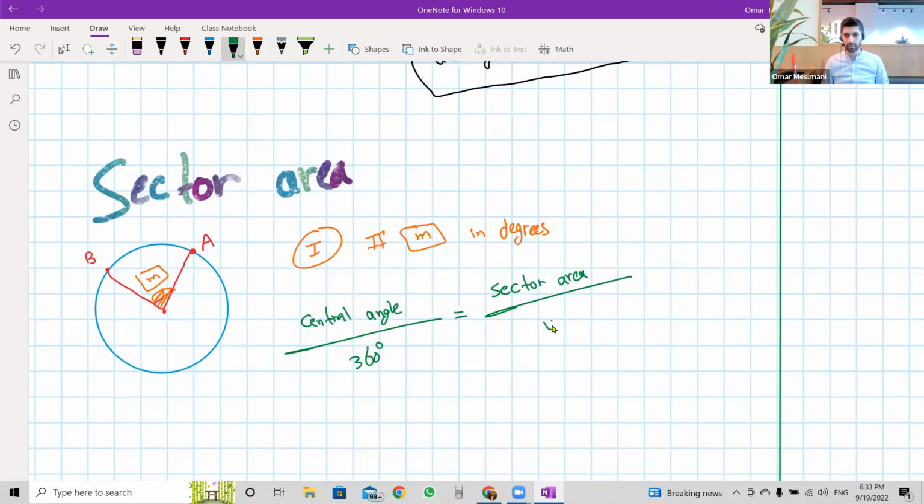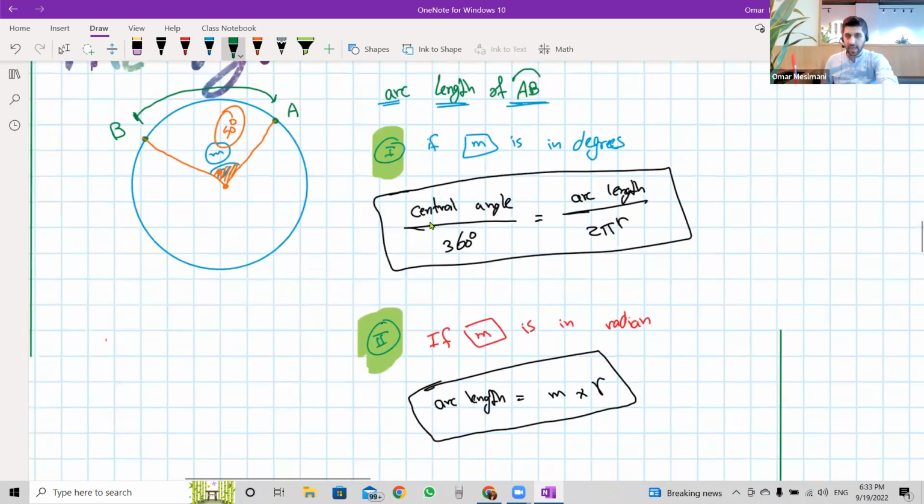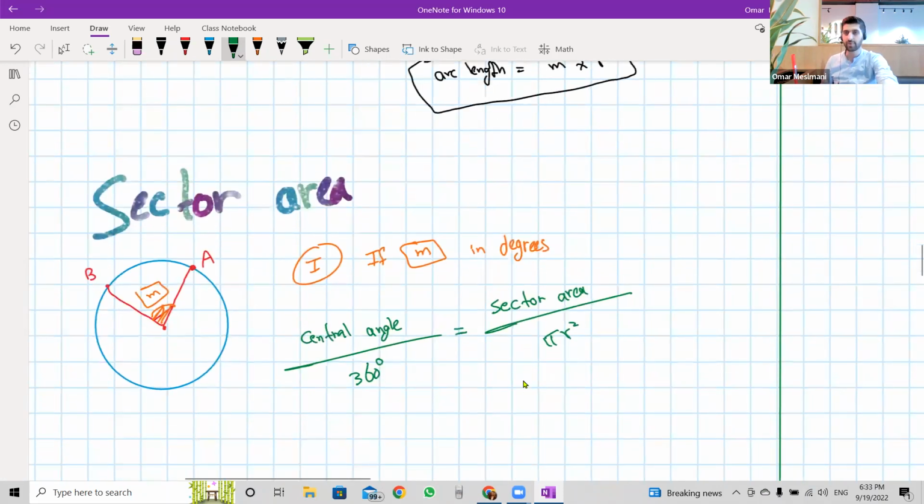the sector area over pi r squared. If you see the difference between this and that, the left-hand side is exactly the same. Here we have an arc length over 2 pi r, here we have a sector area over pi r squared. One time it's over the circumference, the other time it's over the area of the circle. That's in case we have degrees.